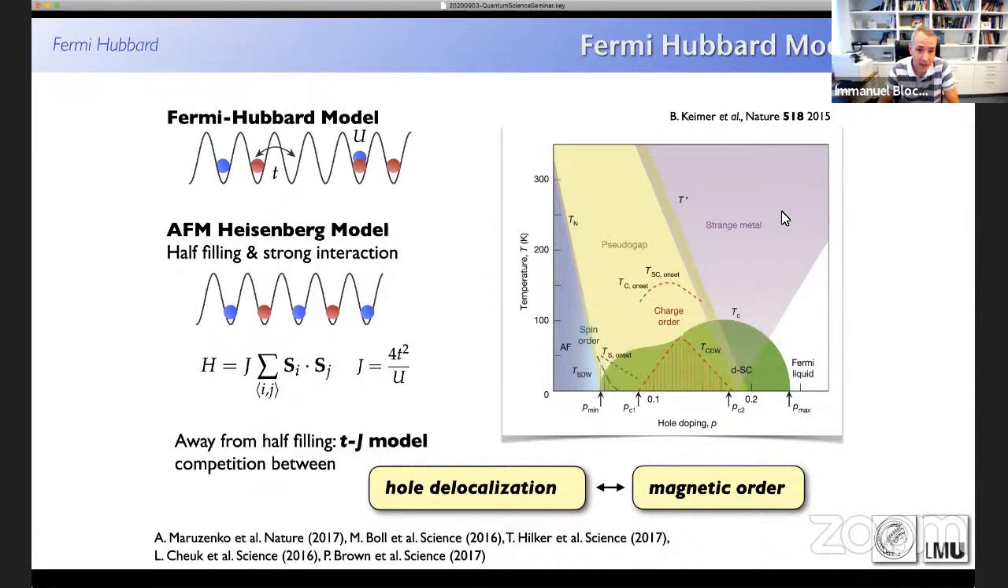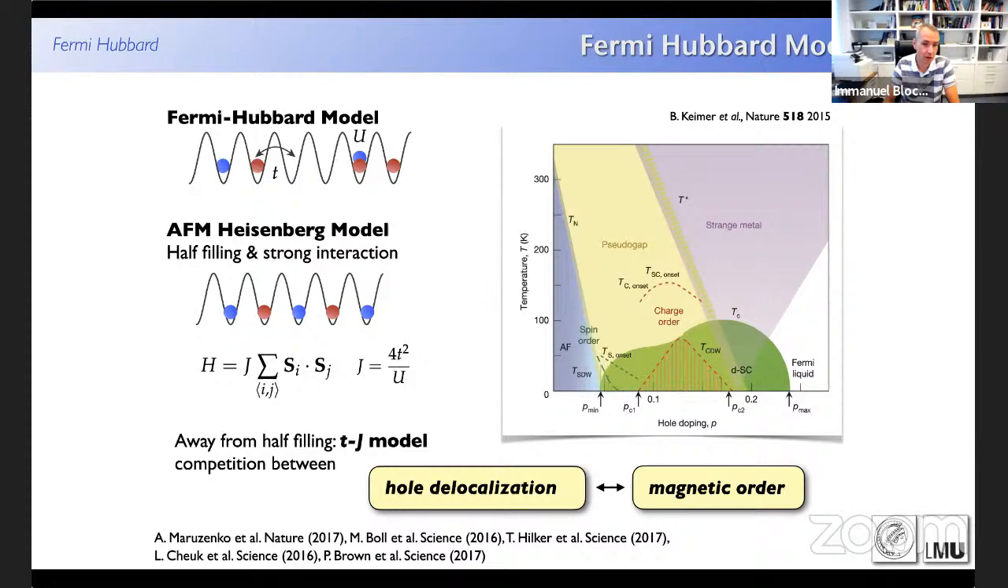So when you introduce holes into the system, dopants, hole doping, you remove electrons out of the real material, or you remove atoms out of our artificial system. You dope the system. And what we're going to learn is that now you're going to have a competition between the kinetic energy of the hole wanting to delocalize and, on the other hand, the magnetic order. That's the essential physics that drives all of the interesting stuff. It sounds simple enough, but actually it is very complex, and a lot of this physics is not understood to this day.